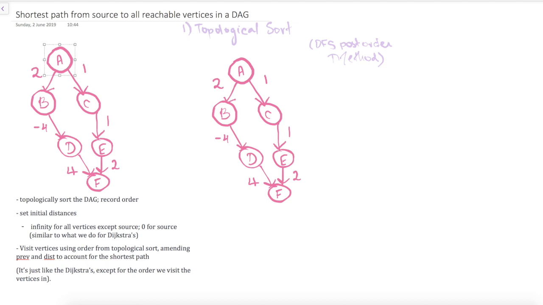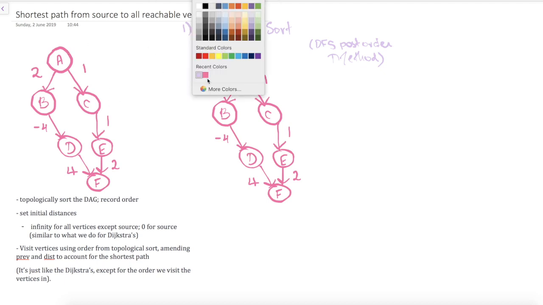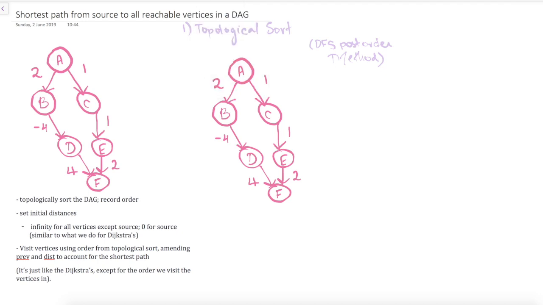So we do have this directed graph, and we want to find the shortest path from the source, which I've considered to be A, to all other reachable vertices in the graph. Alright, so to begin with, we need to topologically sort the directed acyclic graph and record the order, because that's the order we shall be using for traversing the graph in the rest of the algorithm.